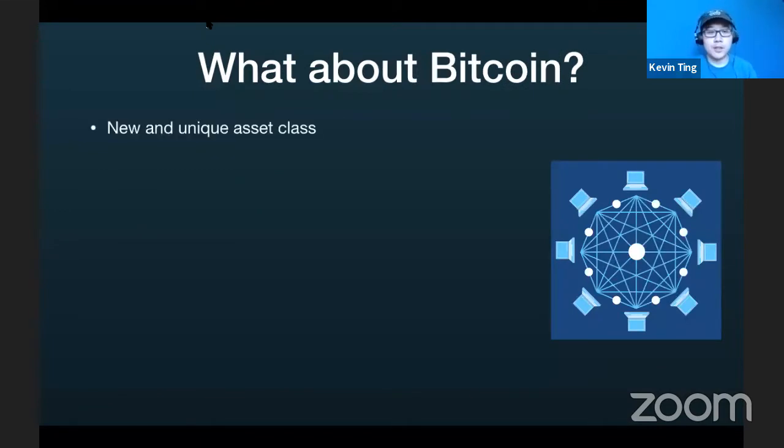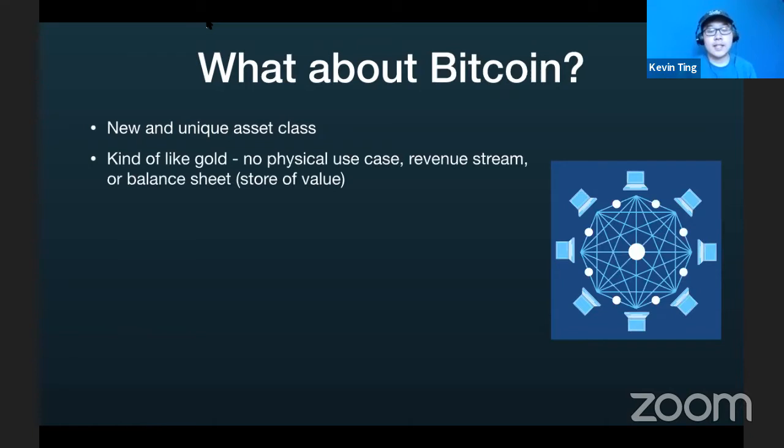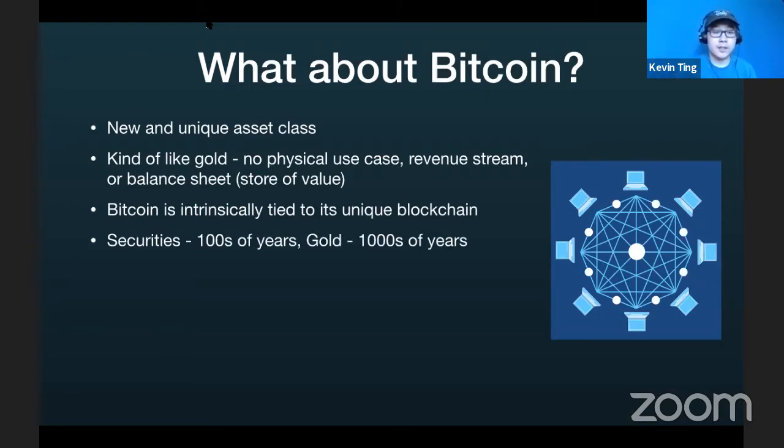What about Bitcoin though? It's a unique and new asset class, and it's kind of like gold. There's no physical use case for it, no revenue stream nor balance sheet. It's a store of value in some sense, but it can also be intrinsically tied to its underlying blockchain network.